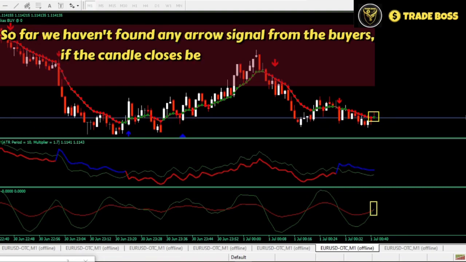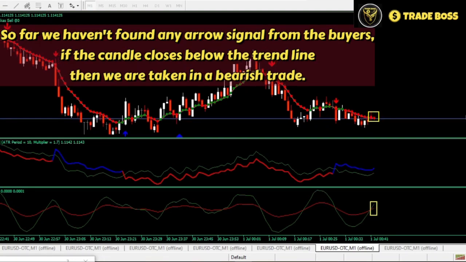So far, we haven't found any arrow signal from the buyers. If the candle closes below the trend line, then we take a bearish trade.